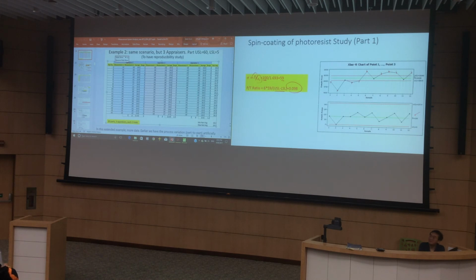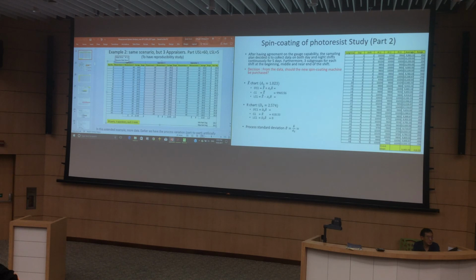Okay, so this is simplified, just to show that now I assess the equipment and the P/T ratio is good enough for this evaluation. Everybody happy, right? Now you go to evaluate the actual process, to see whether they have the Cpk or not.